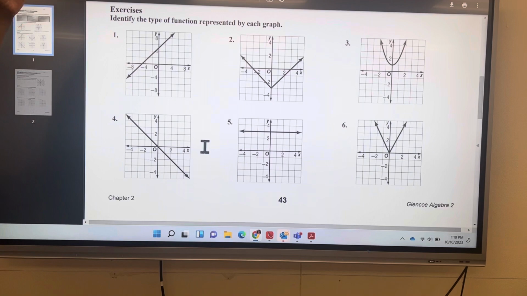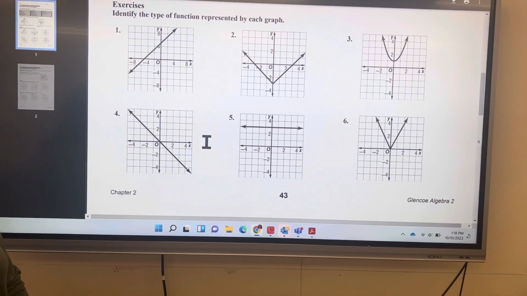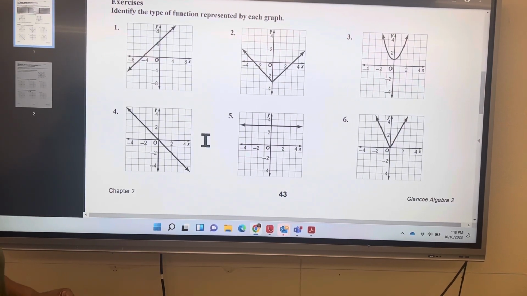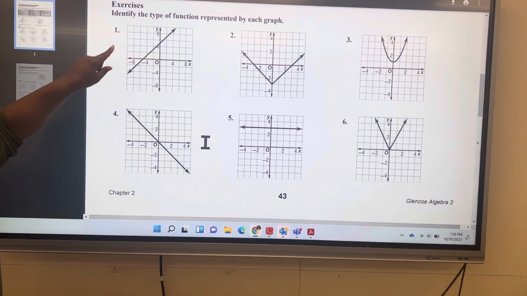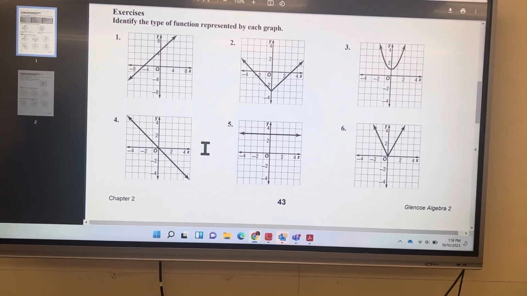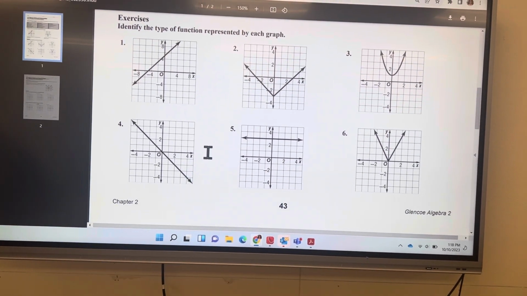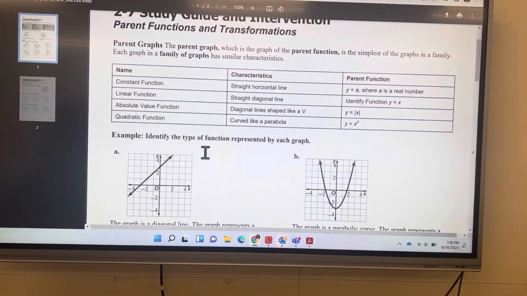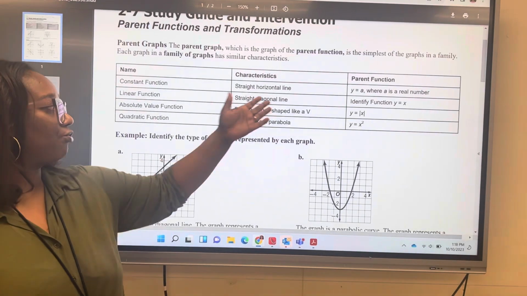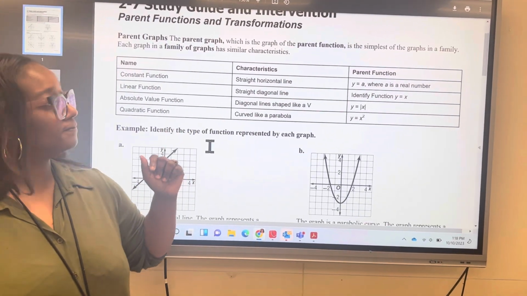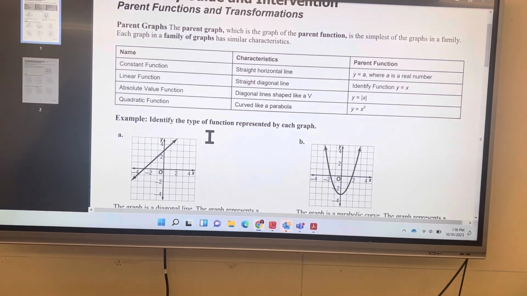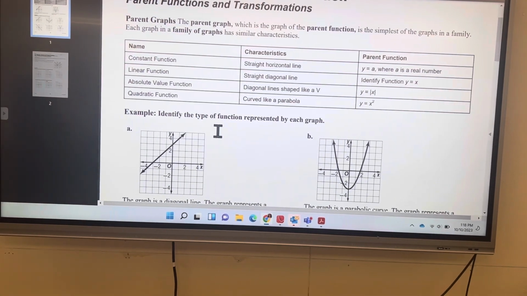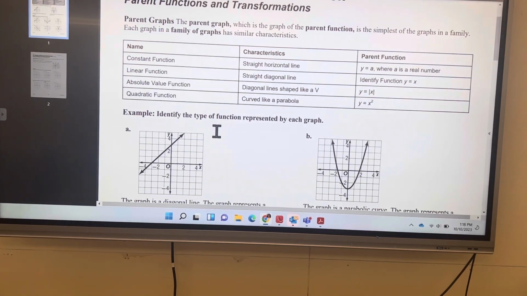So number 1, you should be able to really quick answer what that answer is. It's a diagonal line. If you get confused, guys, you can always go back and resort back to the table that they put at the top and look at what the characteristics and criteria is for categorizing these graphs. All right? So 1 word, maybe 2, but a sentence is unnecessary.